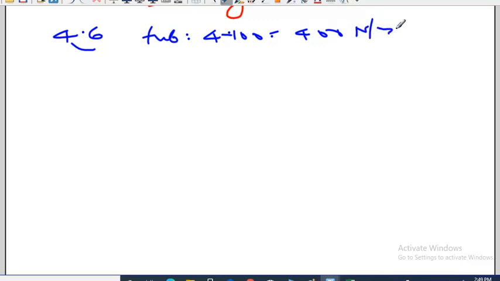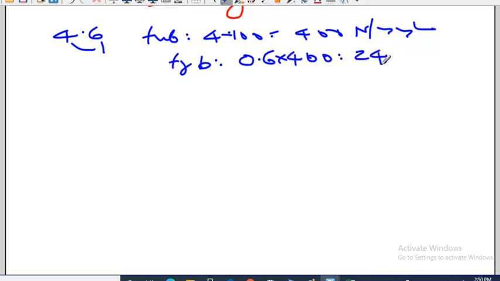Newton per millimeter square. Similarly, this 0.6 indicates the yield strength divided by the ultimate strength. So from this you can find the yield strength FYB of the bolt, which is equal to 0.6 into 400, so this is 240 Newton per millimeter square. Please keep this in mind. This is how we find what the 4 indicates and what the 0.6 indicates, and from this we can find FUB and FY. That is what we discussed in the previous classes.